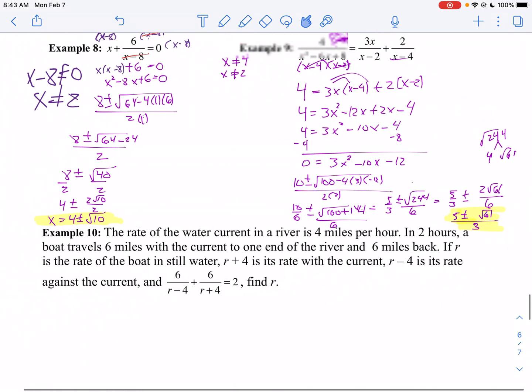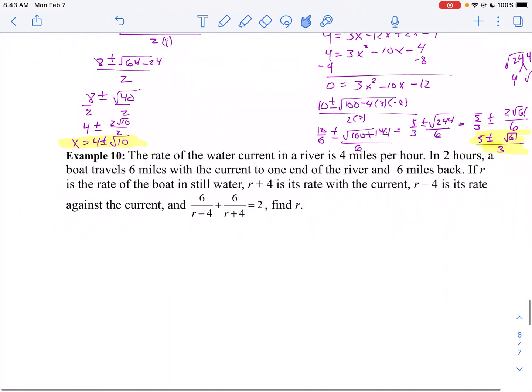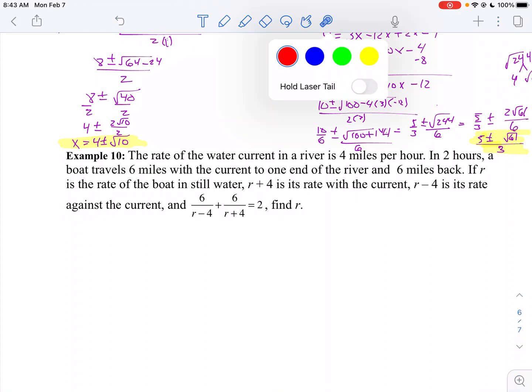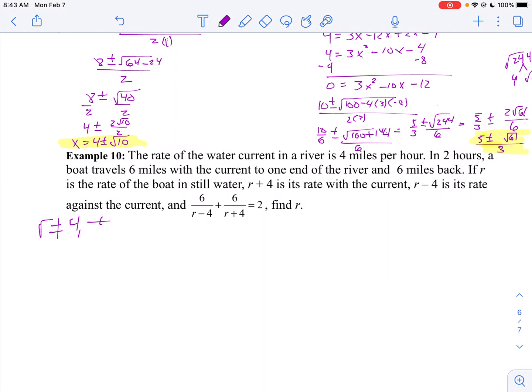Okay, let's take a look at an application problem. On example 10, it tells us the rate of water current in a river is 4 miles per hour. In 2 hours, a boat travels 6 miles with the current to one end of the river and 6 miles back. R is the rate of the boat in still water. R plus 4 is the rate with the current. R minus 4 is the rate against the current. Find R. So in other words, R cannot equal 4 or negative 4. Of course, it can't be negative at all.